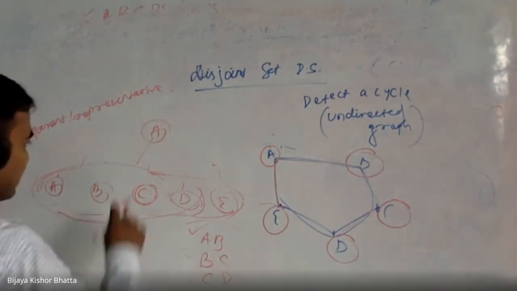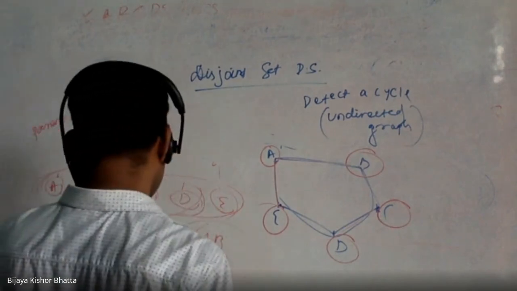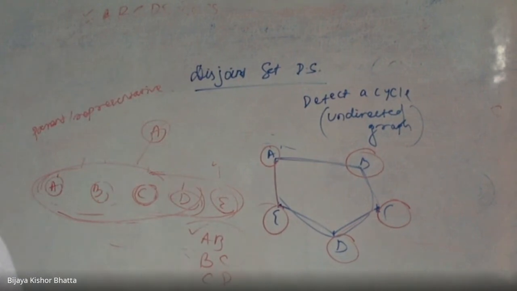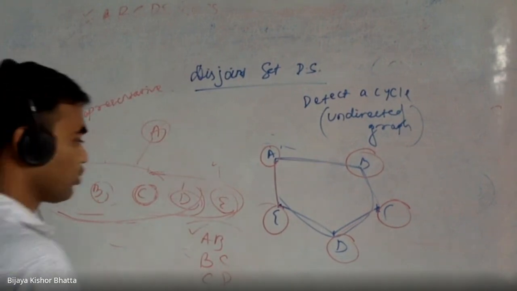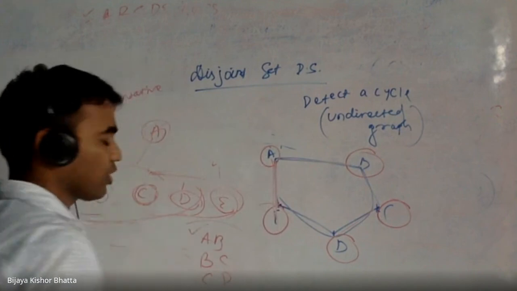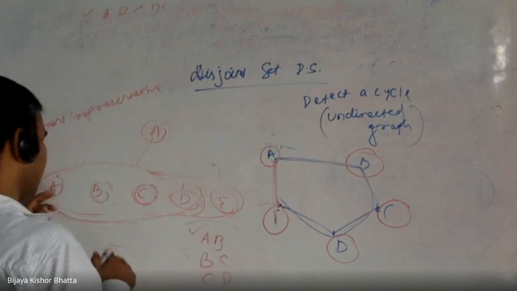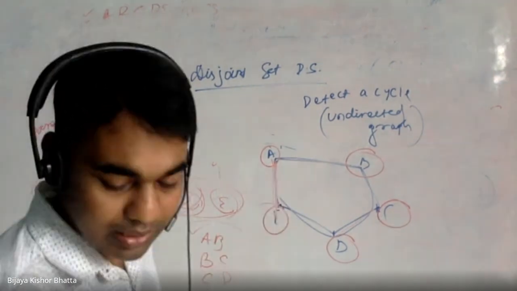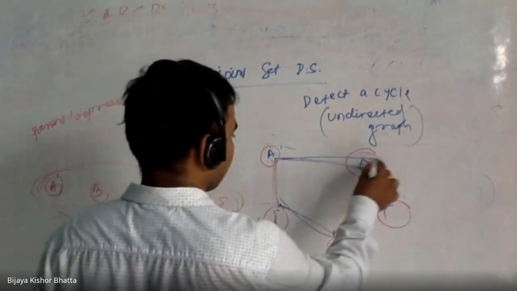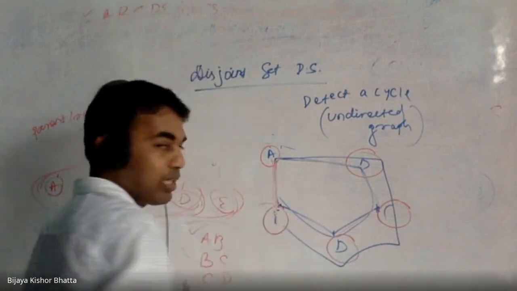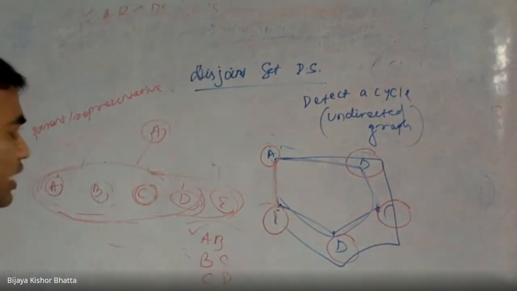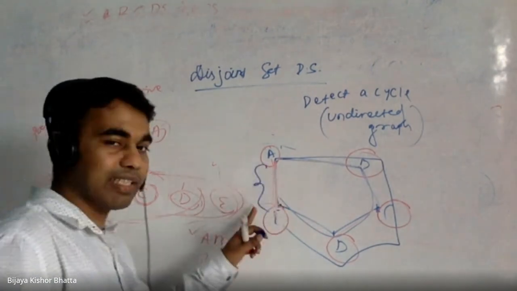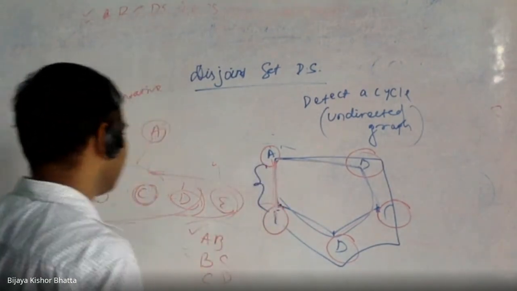So once it is there, what will happen? Now this is a very important step. Whenever A is coming, you see who is the parent of A. Till now we have covered these edges, and whenever I cover this one, if you see, this is creating a cycle.